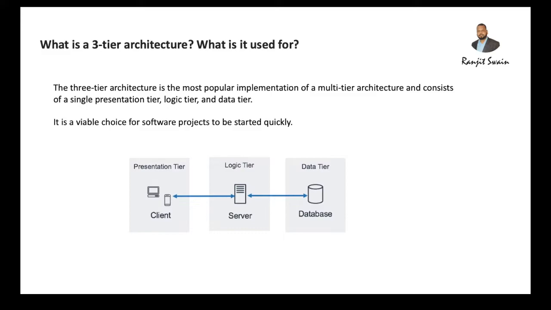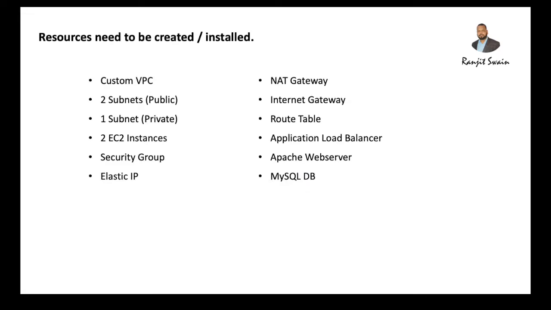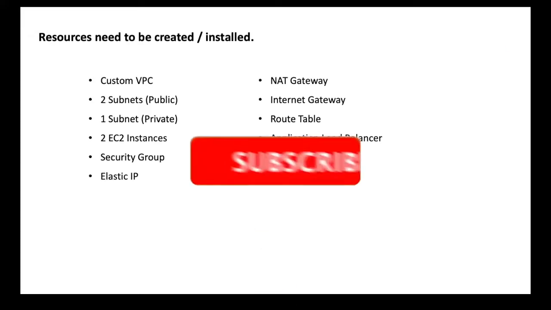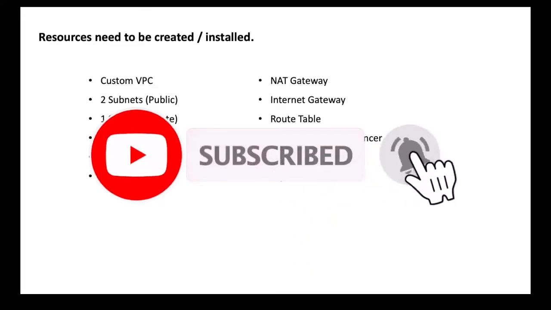Okay, so what will we create and what will we install in this project? These are the resources that need to be created or installed. We will create a custom VPC. We are not going to use the default VPC. We'll create our own custom VPC using Terraform, and we'll use that one. We'll create two public subnets, one private subnet, two EC2 instances, one security group, elastic IP, NAT gateway, internet gateway, route table, application load balancer, Apache Webserver, and MySQL DB.